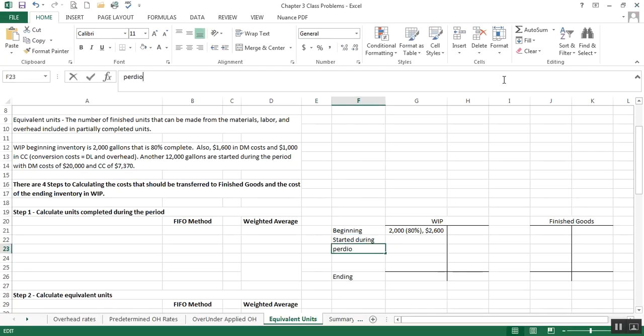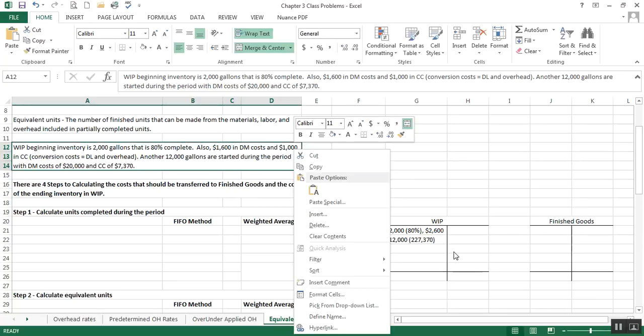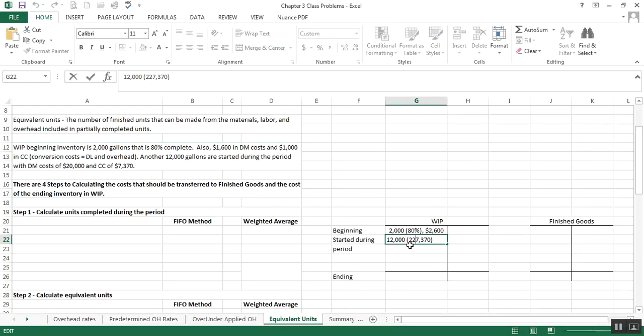Okay, and that's going to be 12,000 gallons with costs of $20,000 for direct materials and $7,370 for conversion. So that's going to give us $27,370. Okay. Let's change that over to a dollar sign.